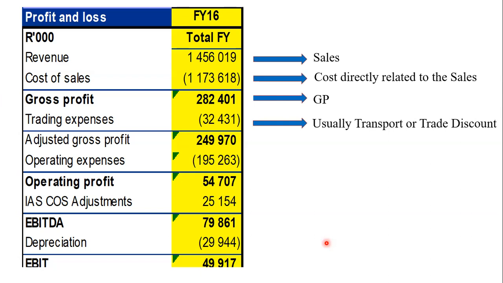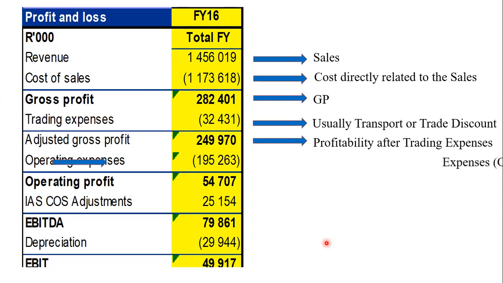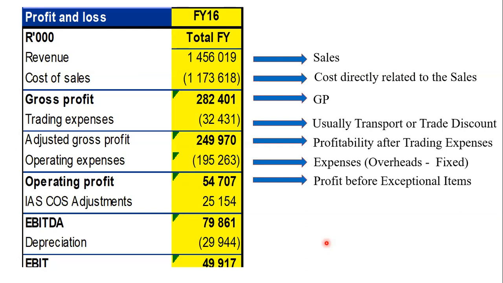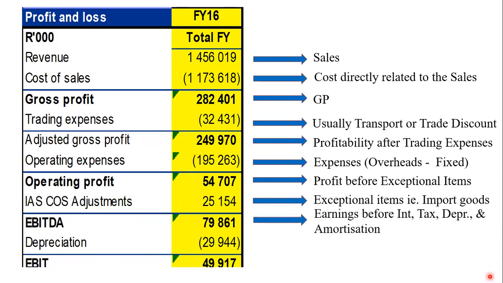Trading expenses, they are usually categorized differently, and it's usually transport or trade discounts that appear in that line. And then you have an adjusted GP line, which is your profitability after the trading expenses. Then you have the operating expenses. These are normally your fixed overhead charges. And then you report a profit before exceptional items. Exceptional items, it mostly relates to importing goods.